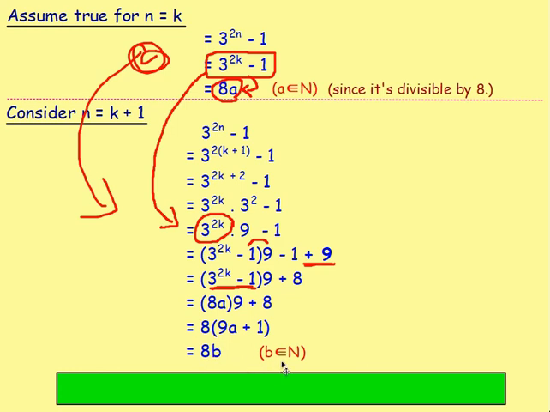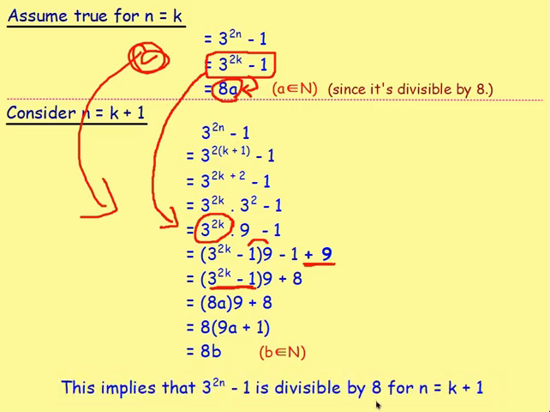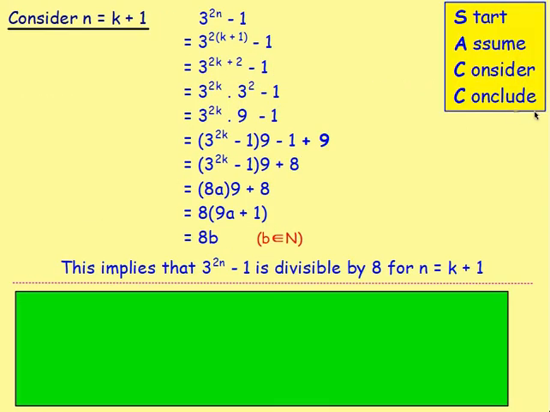Again, you're bringing in another letter, so you're saying b belongs to n. Because you've got 8 times something, it is always divisible by 8. If you do 8 times something, you're just going to get all the results in the 8 times table. Every result in the 8 times table will be divisible by 8. So this implies that 3 to the power of 2n take away 1 is divisible by 8 for n equals k plus 1. What do you have to do after that? Good, you just finish that off with your conclusion.